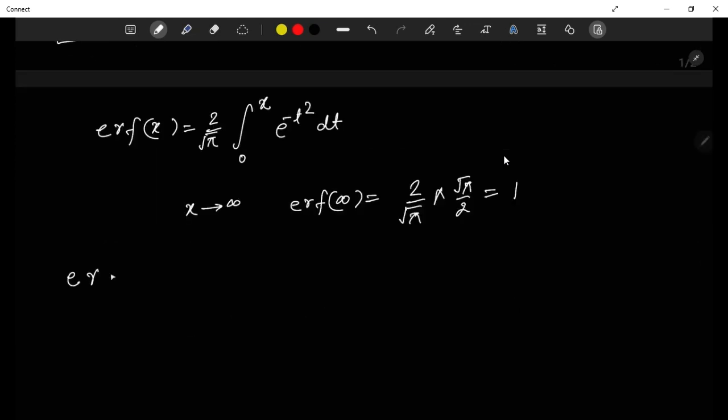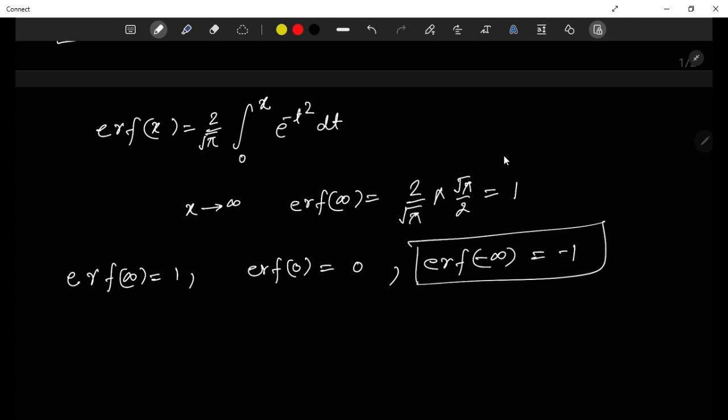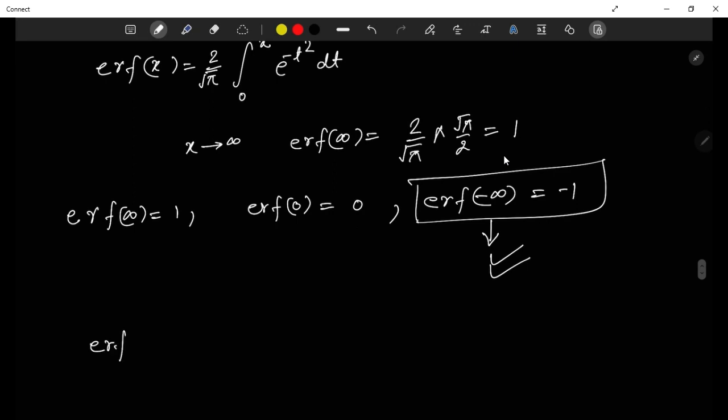So if you want to check, you may check, the error function of 0 at x equals to 0, and the error function of minus infinity is minus 1. So if I ask to calculate this, how will you do this? So simply what you can do is that the error function of x is written like this, 2 by root pi, integral 0 to x e to the power minus t square dt. So you can write like this also.